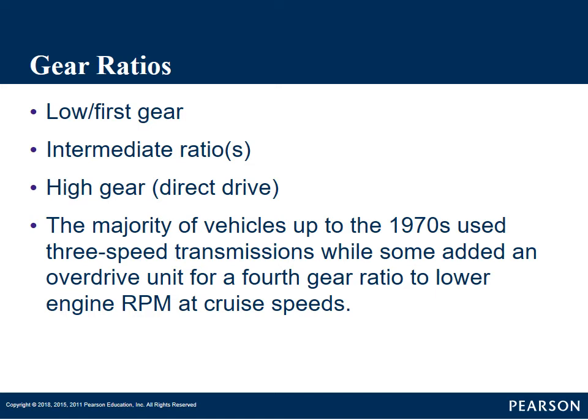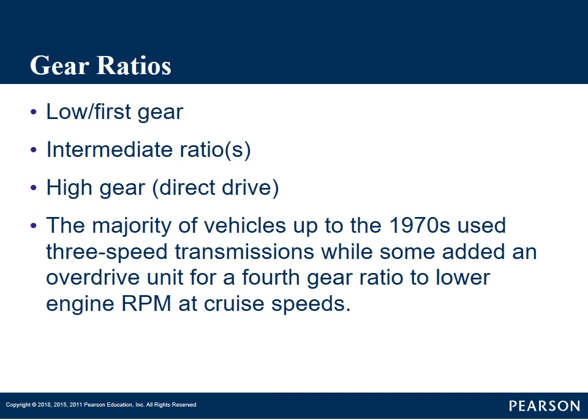Most of our transmissions and transaxles, automatic wise, had direct drive as the top gear. Most of them were 3 speeds up until we got overdrive units in the 80s. These were a 4th gear, and like I said before, this gave lower engine RPM at cruising speeds, because once the vehicle is moving, we don't need that gear reduction, we don't need that torque multiplication, so we'll lower the engine RPM while going the same speed, which gives us better fuel economy.